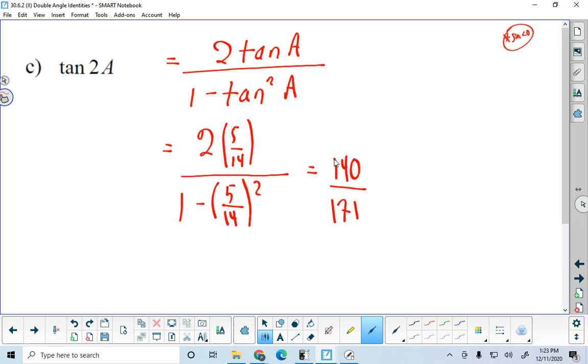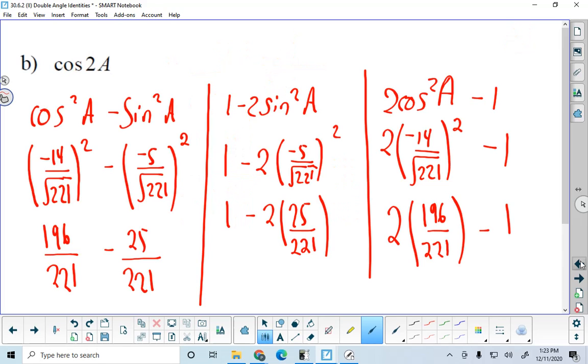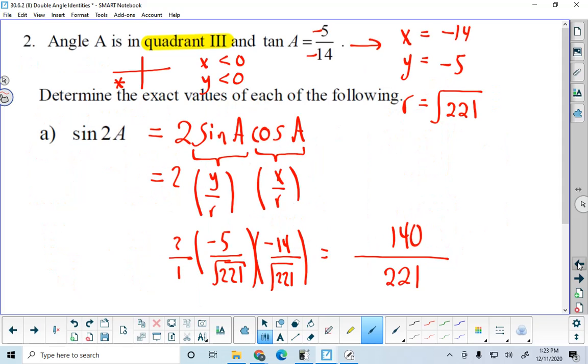All right, let's go back, and I want to talk about A. So what is going to happen? Just stop and think for a second if you were given this question on an exam. And I've got some choices here, A, B, C, and D. One of the choices is negative 170 over 221. One is negative 140 over 221. One is 140 over 221. And one is 170 over 221.